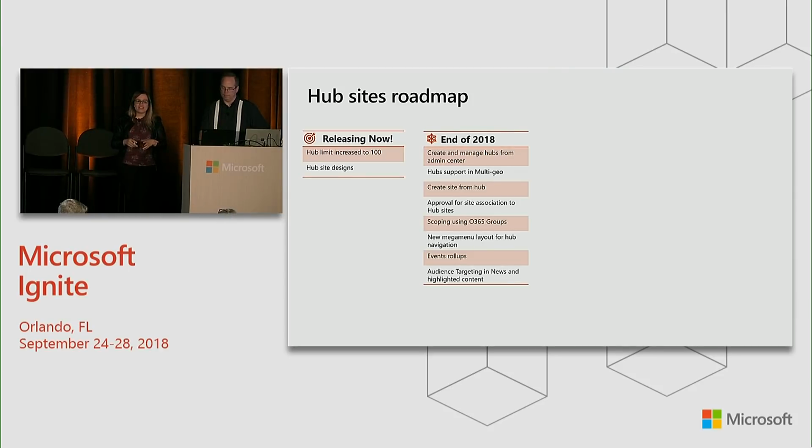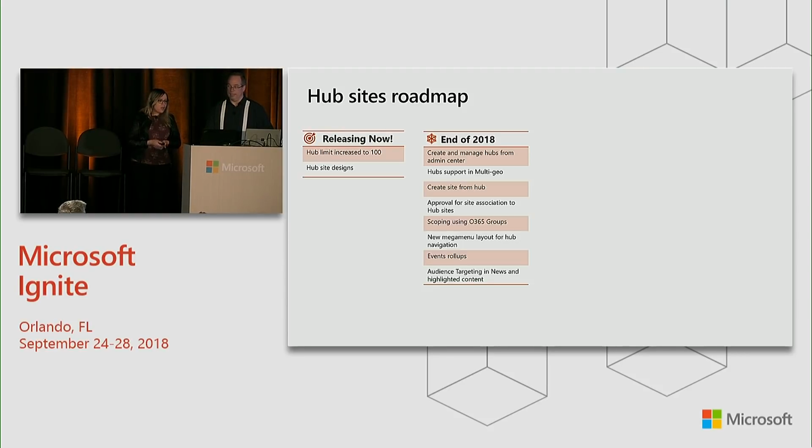In terms of the end of 2018, I'm very excited for this: we'll have the creation and managing of hubs through the admin center, so you won't have to use PowerShell. Hubs will support multi-geo, and approval for site association, so those hub join approvals I just showed. Also, the new mega menu layout in the hub navigation, and the event roll-ups, which I know you're very excited about.